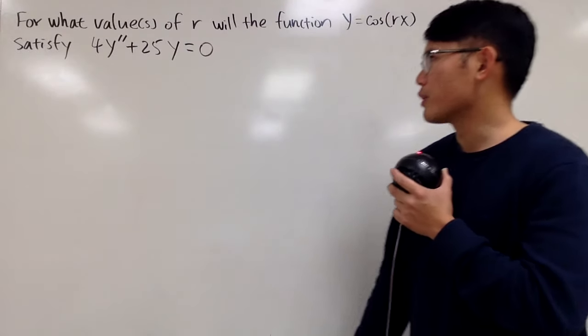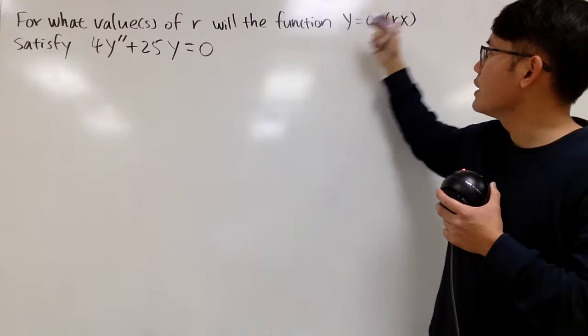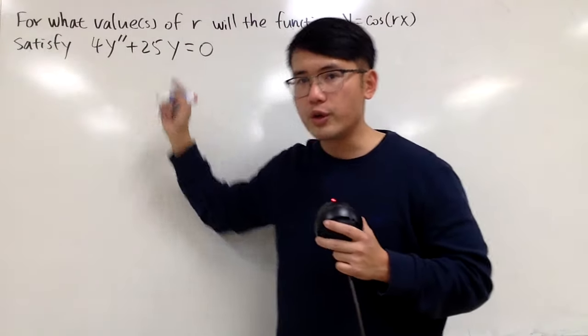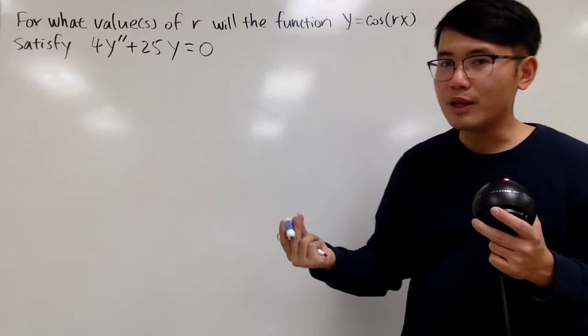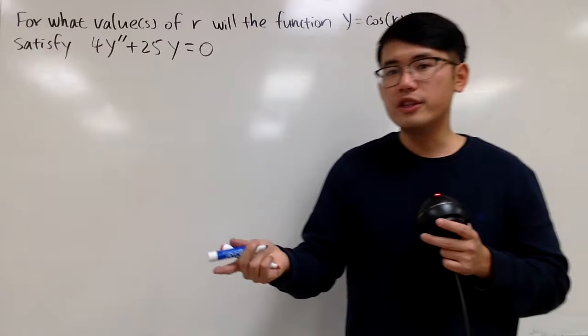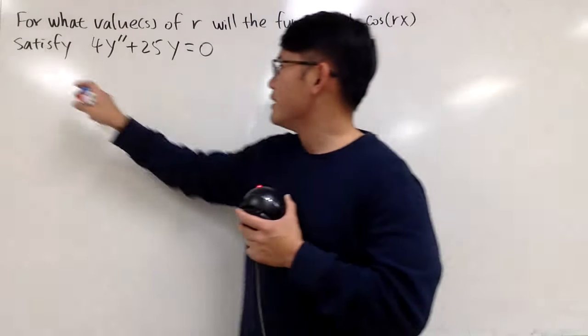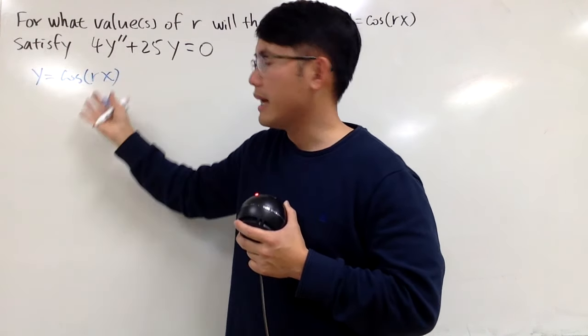Okay, in this video, we're going to talk about for what value or values of r the function y equals cosine of rx will satisfy this differential equation. Notice that we have the second derivative, so we are just going to differentiate it twice and then set a condition. So here we go, we know y has the form cosine of rx.